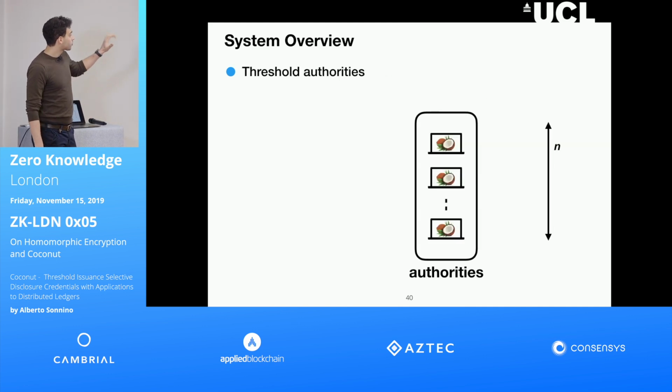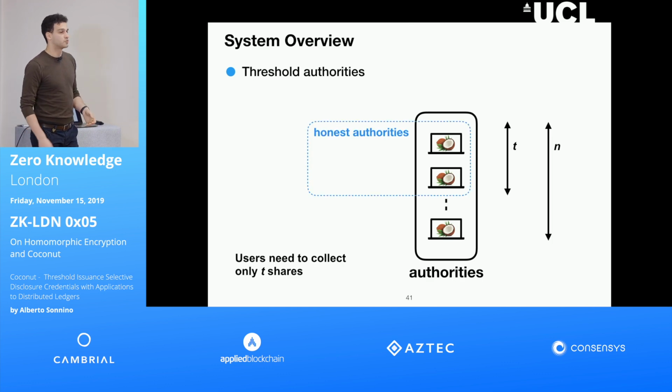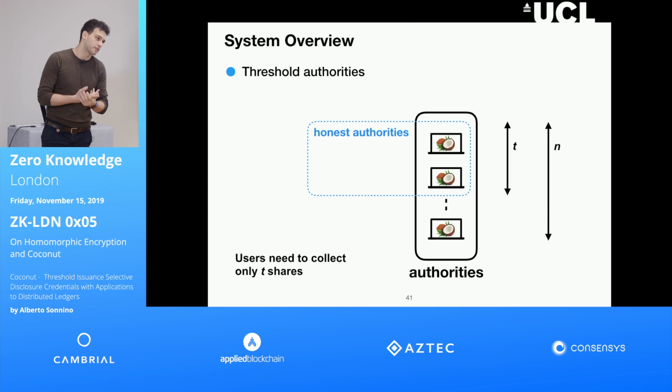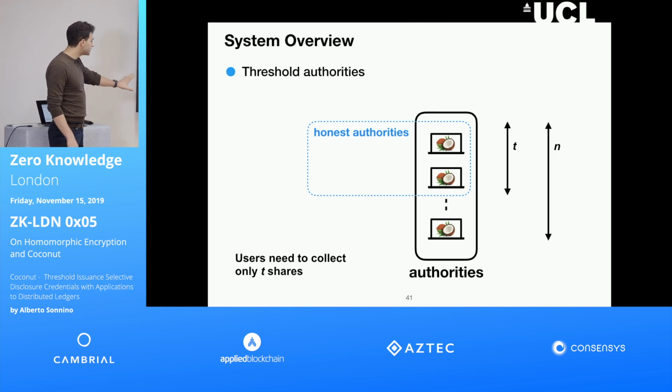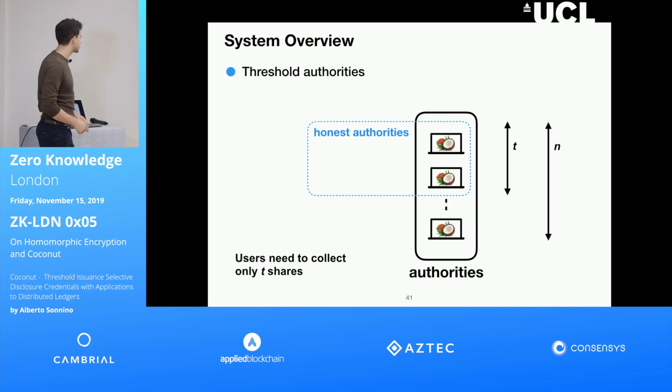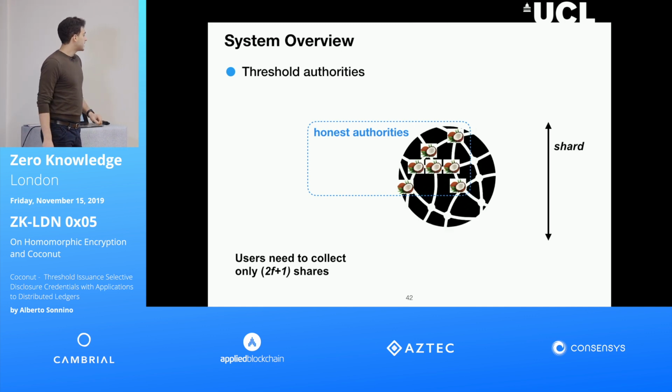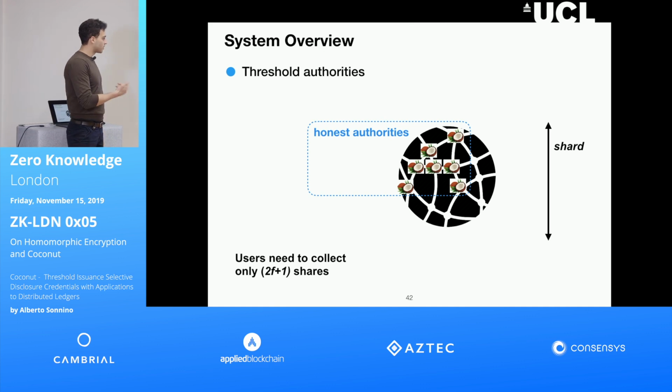So, as I said, we have our authorities, and we only require a subset of them to be honest and to actually issue the credentials. The others might be dead, might be down, or might be actively malicious, or doing any kind of censorship against the user. And so we only need to collect T shares of credentials in order to aggregate them into a single credential. And that's the reason why it maps well with blockchains.